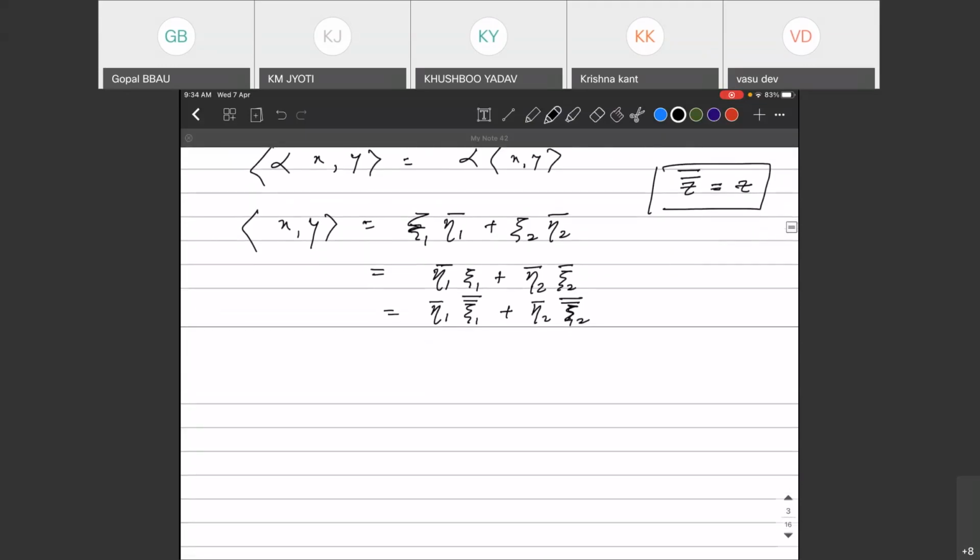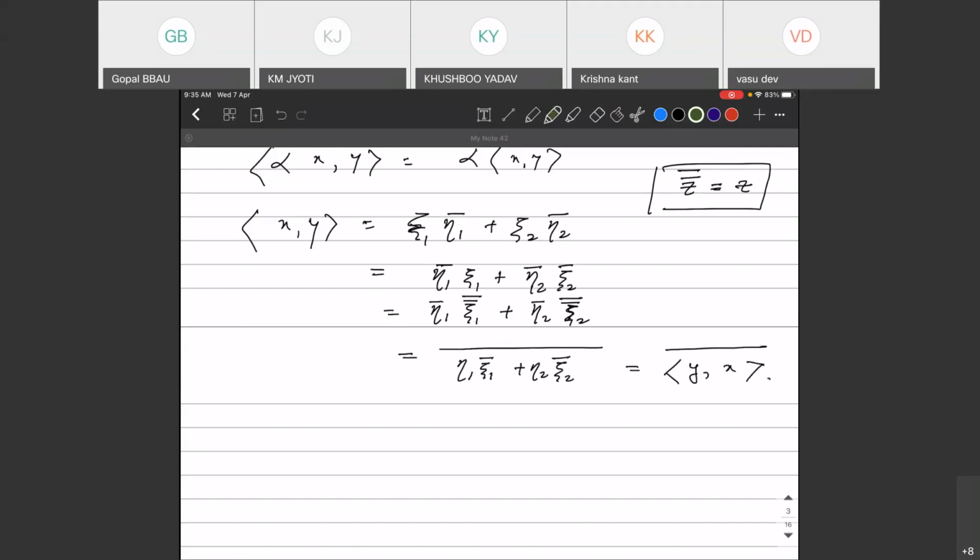Correct? So this is nothing but the whole bar of eta 1 xi 1 bar plus eta 2 xi 2 bar. But this is the bar of (y, x). So in this way, similarly, you may verify the others.